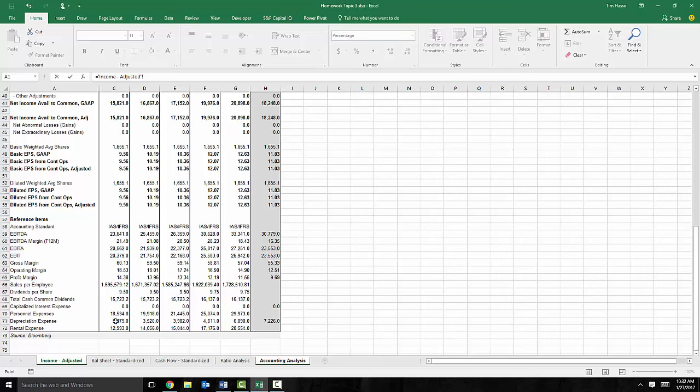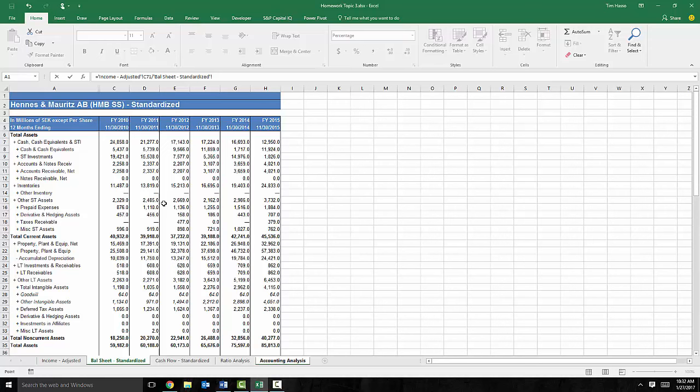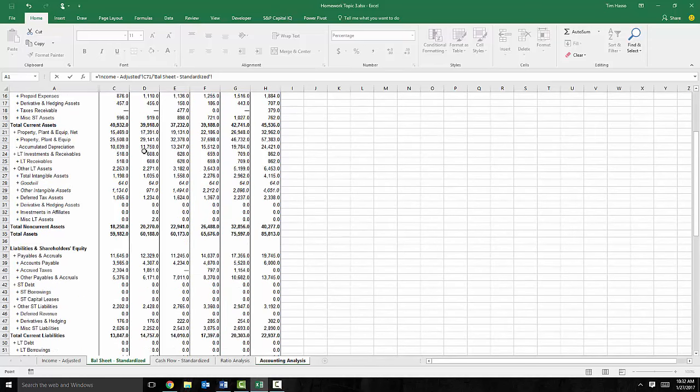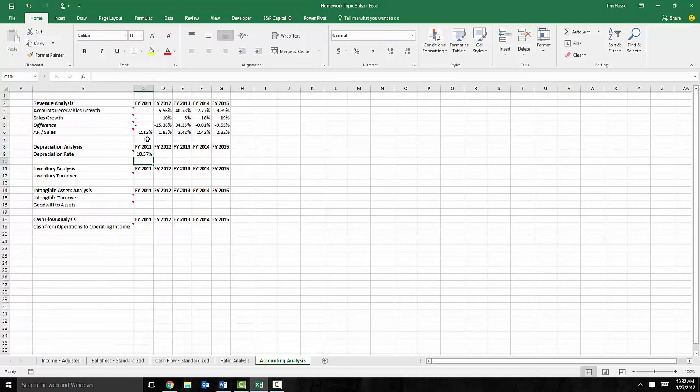So in row 71, C71, we have depreciation expense. I'm going to be dividing it by property, plant, and equipment in 2011, so column D. Here I'm going to find property, plant, and equipment in cell D22. Click enter, and I get that the depreciation rate is about 10%. Drag it to the right, and I can see it hovers around 10%, so there are no red flags here. And again, if there's a huge change, it just means that you need to go into the footnotes and figure out why there has been such a huge change in depreciation rates.